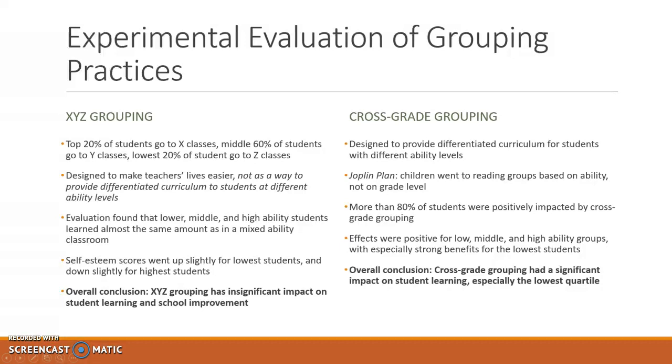The Joplin plan was an example of cross-grade grouping, where children went to reading groups based on ability, not on grade level. So you had students from different grade levels all coming together to receive instruction based on their ability. It was found that more than 80% of students were positively impacted by cross-grade grouping, and the effects were positive for all ability groups, low, middle, and high, but it had an especially positive impact for the lowest students.